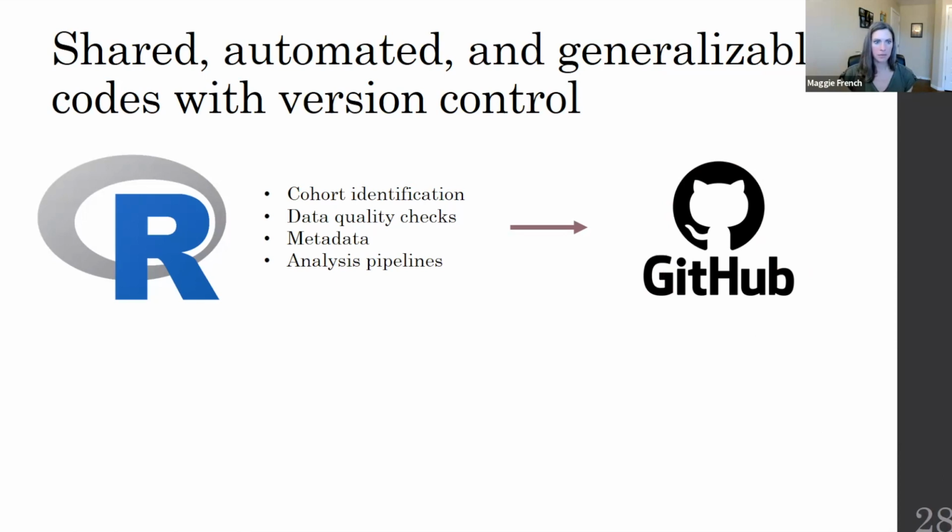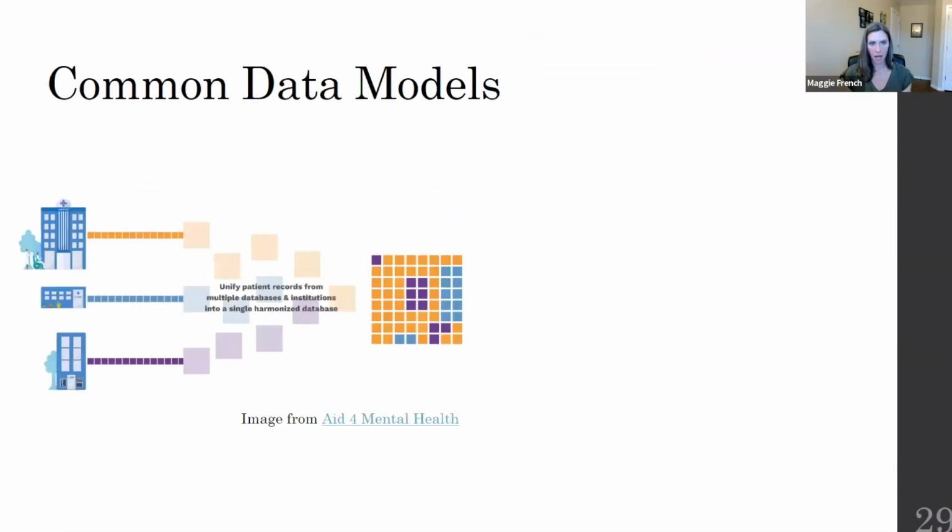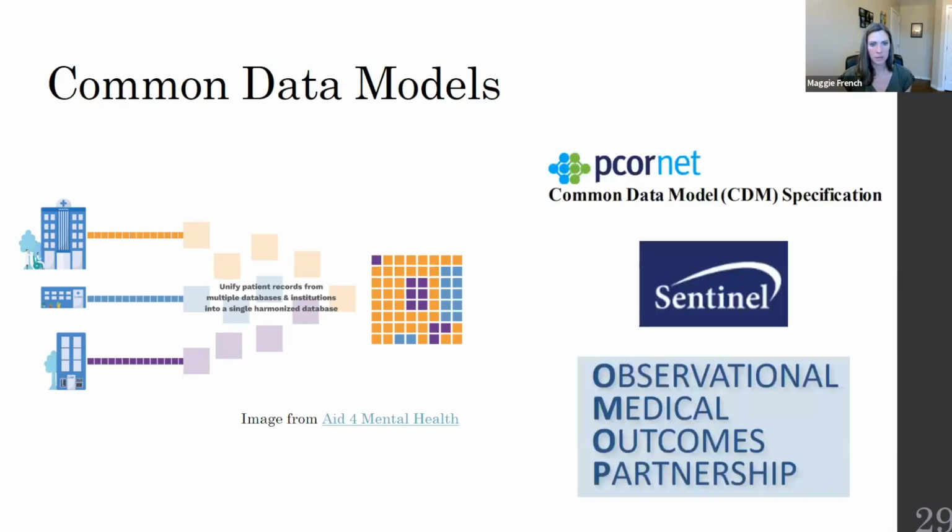Now, this is great, but this is really only good for us internally at Hopkins. What we really need to be moving towards is using things called common data models. Common data models can be thought of as a standard language that can be used across settings. There's a couple of different frameworks for this. One is called PCORNet, another is called Sentinel, and then the last one here is called OMOP, and this is actually what we're moving to at Johns Hopkins.